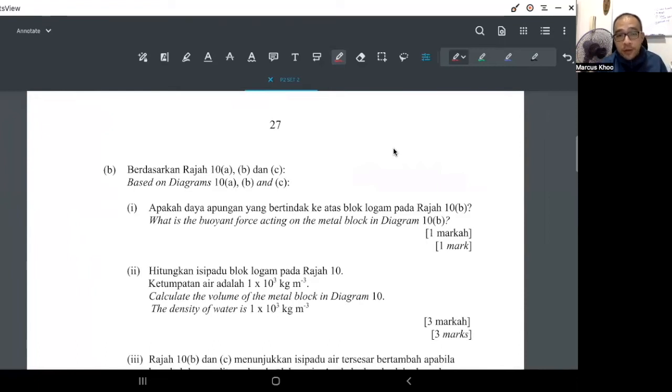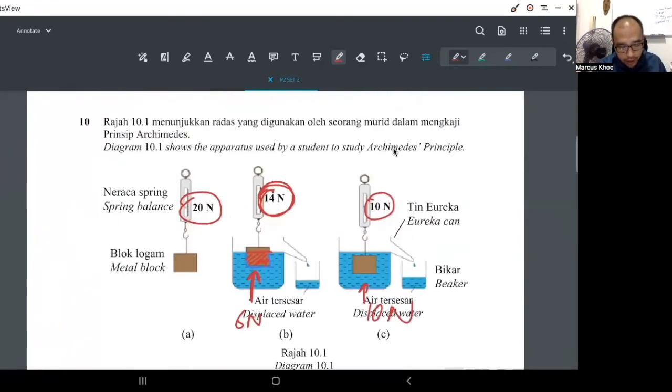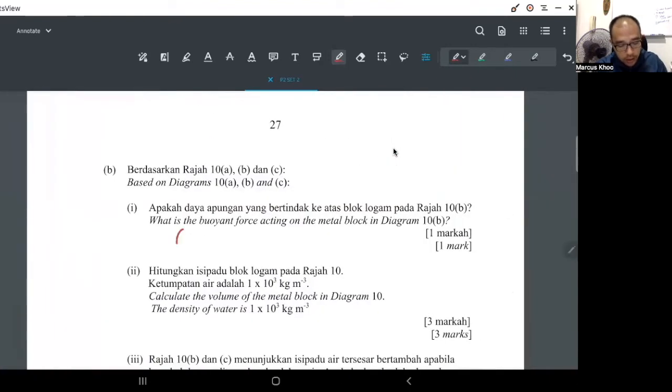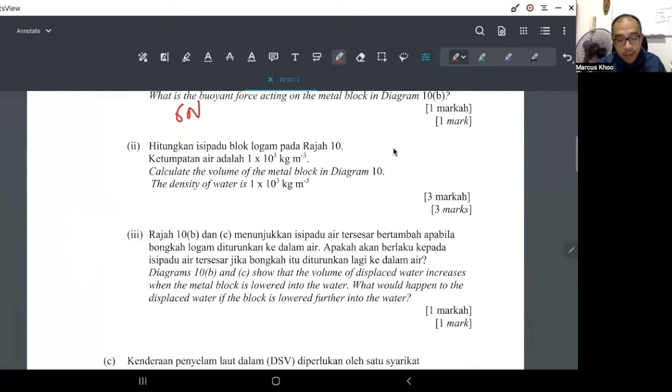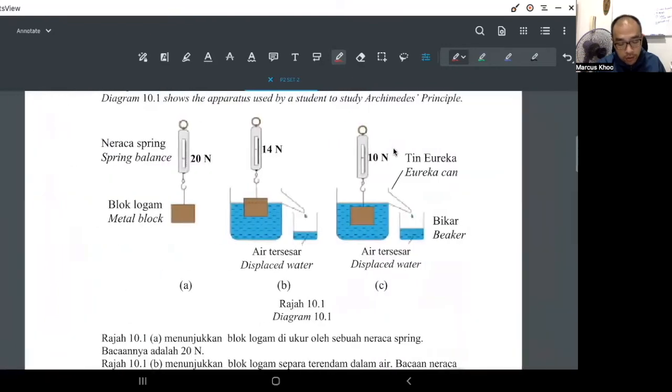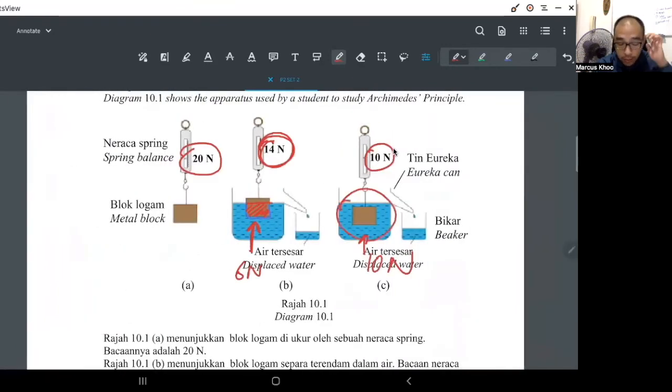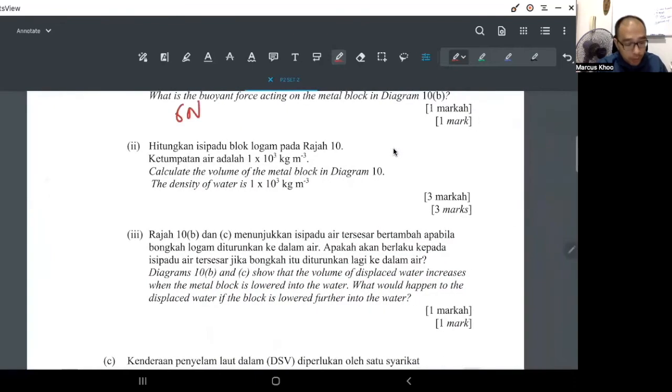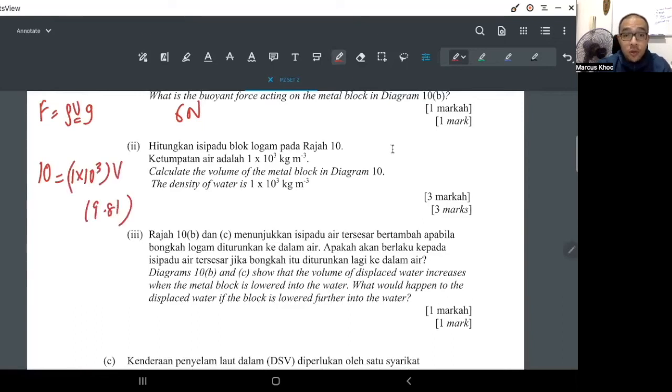Okay, what is the buoyant force acting on the metal in 10B? We already calculated that 10B is 6 newtons. So calculate the volume of the metal block in diagram 10. The density of the water is 1 times 10 to the power of 3. I'm going to assume that this is what we're talking about. So the buoyant force is 10 newtons. F equals to rho Vg. Kita mau kira V. So rho is 1 times 10 to the power of 3. V we want to count. G is 9.81. And you will get the answer 1.02 times 10 to the power of negative 3 meter cube.